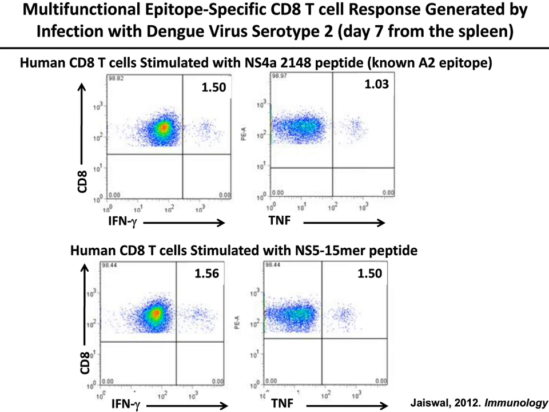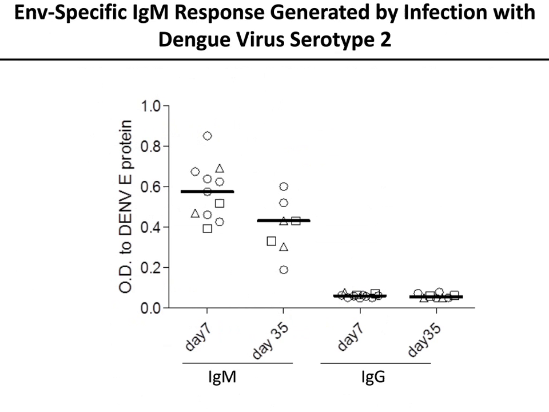We can also find antibody responses. This highlights one of the problems with these models, where we can actually find a good IgM response to the dengue virus envelope protein in infected animals, but it's very difficult in these humanized mice currently to get robust IgG responses.